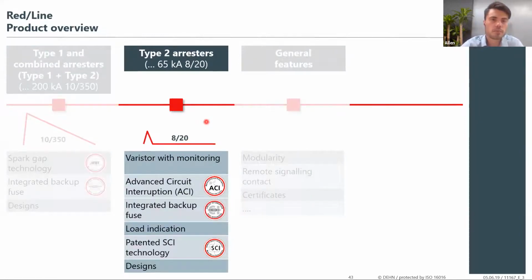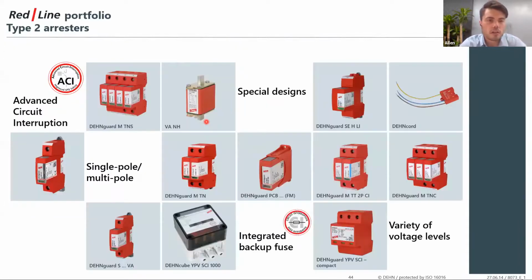Then moving over to our type 2 surge protection devices. Our type 2 surge protection devices are also manufactured for different types of industries. You can see that you have your residential areas, you have your single pole surge protection devices, as well as your DEHNguards, which can be installed in a plug next to your electrical equipment.